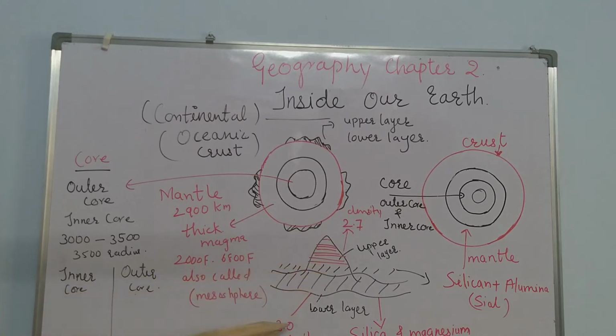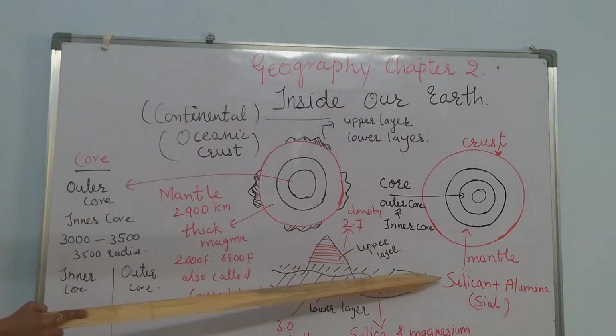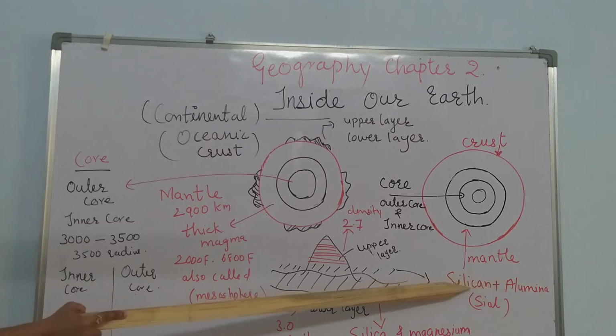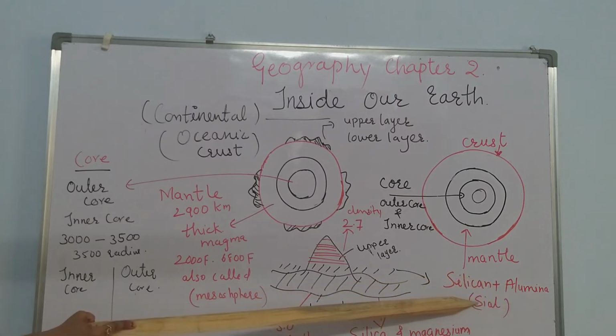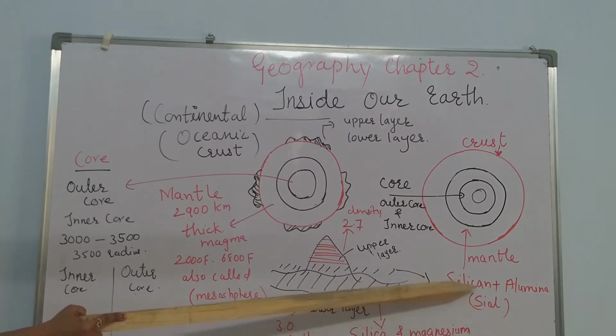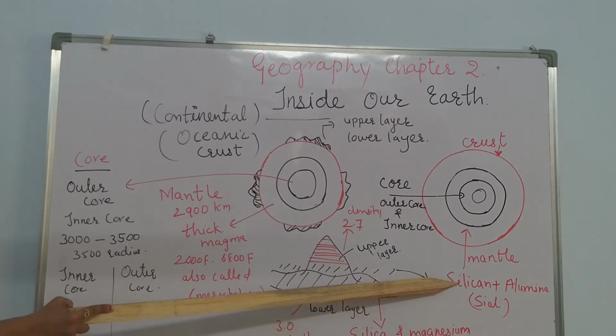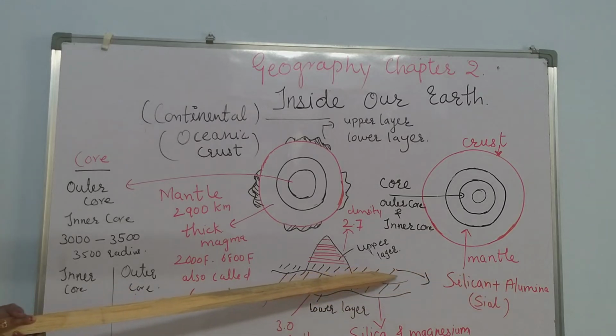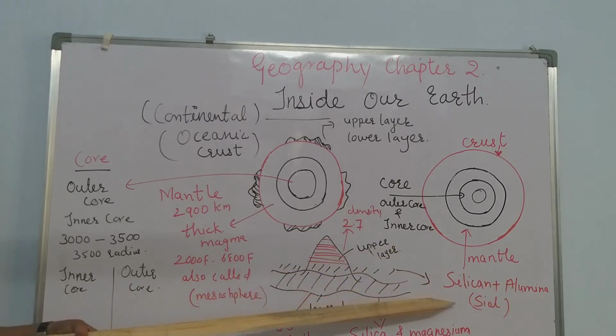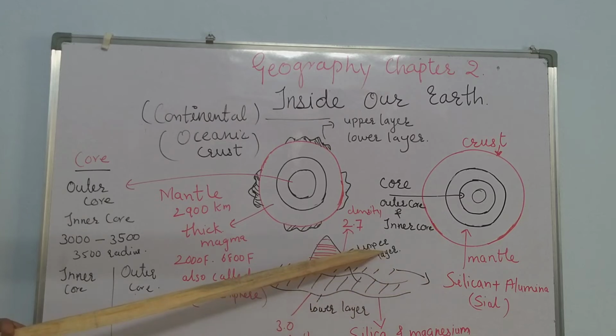Then again, from this upper layer we get minerals, that is silica and aluminium. Silica plus aluminium is called SiAl. So silicon and aluminium, this mineral we can get from mines. These minerals we get from the upper layer, whereas from the lower layer we get silica and magnesium. Silica and magnesium is called SiMa.